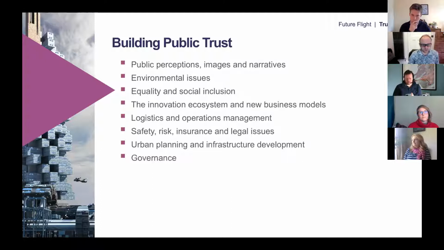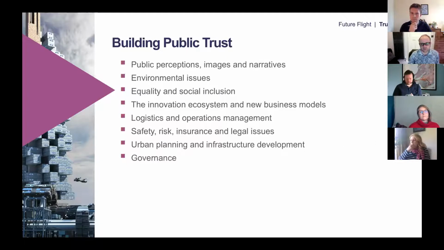We also need to consider the innovation ecosystem and new business models when it comes to public perception and readiness to deliver future flight technologies. We need to understand how aware UK firms are of the potential value of these technologies. Do they have the capabilities? Do they have the skills to contribute to the development and adoption of these new technologies?